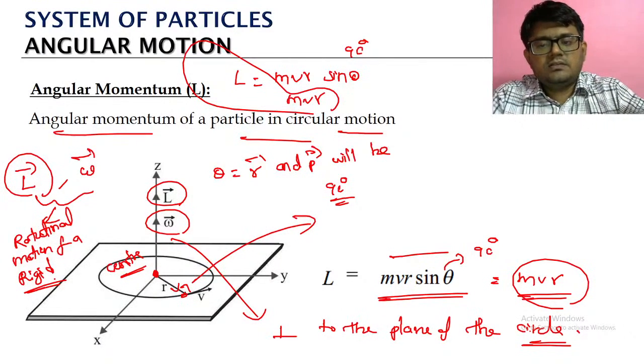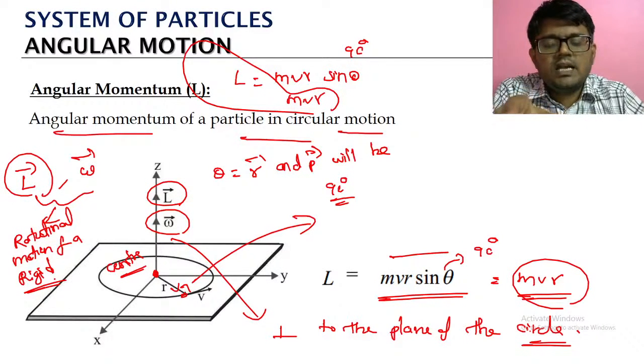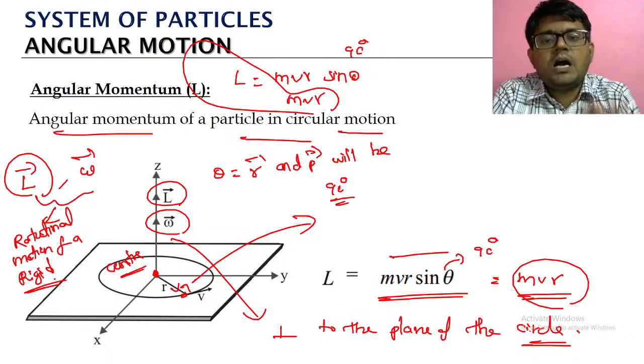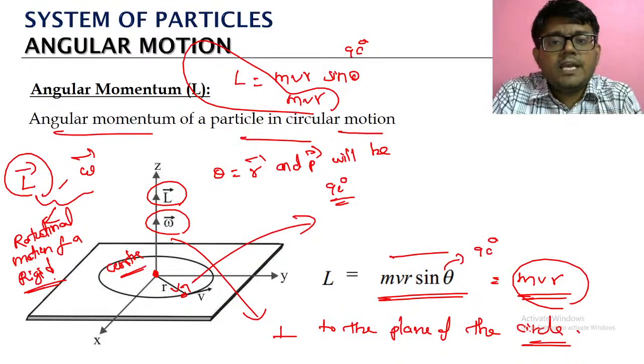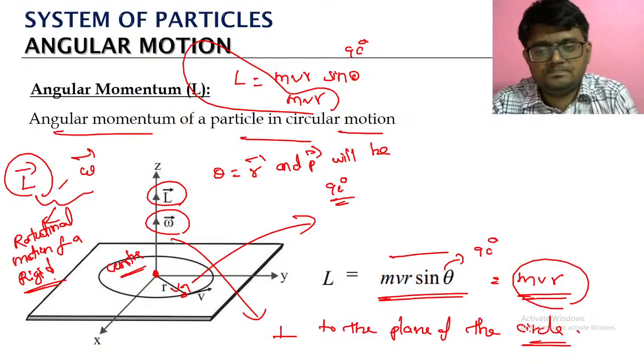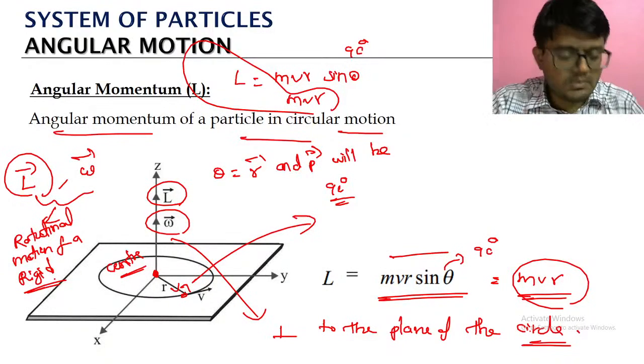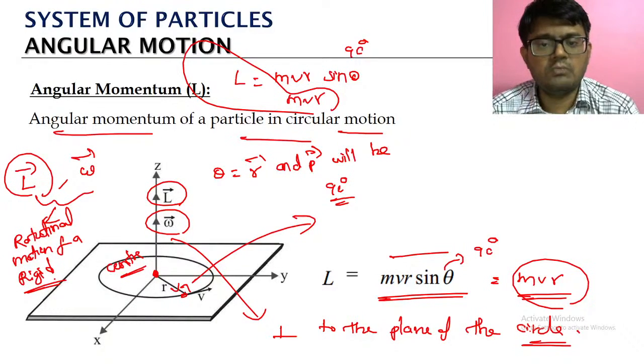General angular motion context la what is the angular momentum formula? R cross P. Particularly in case of circular motion of a particle la, it will be what? And theta will be 90, right? So adanala angular momentum will be what? mvr. Okay va? So this is about the idea of the angular motion.